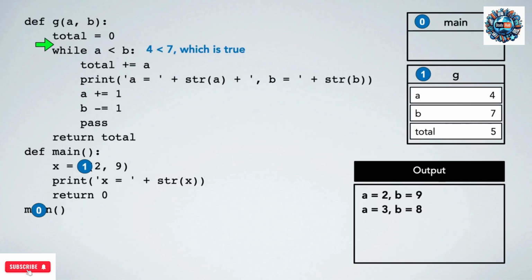A less than b is 4 less than 7, which is true, so we enter the loop again, add a to our total, print the current values of a and b, increment a, decrement b, and we've reached the end. So we'll go back to the top and evaluate the loop guard. 5 less than 6 is true. We enter the loop and evaluate the statements inside.